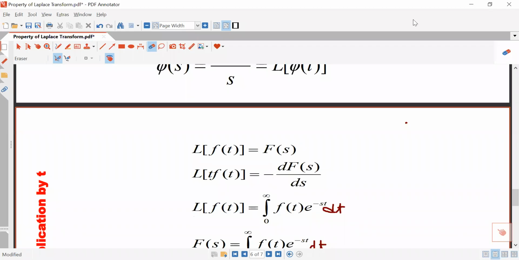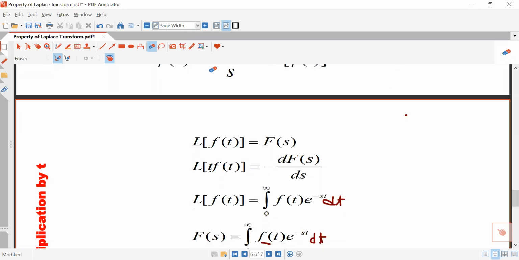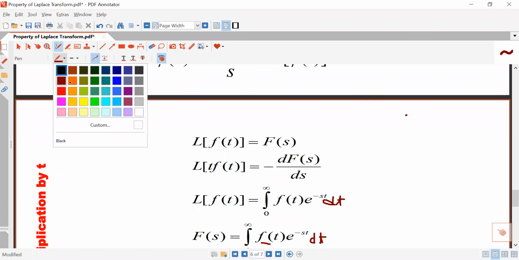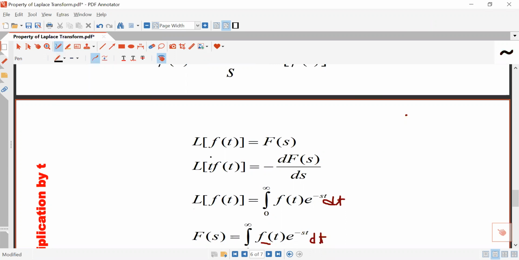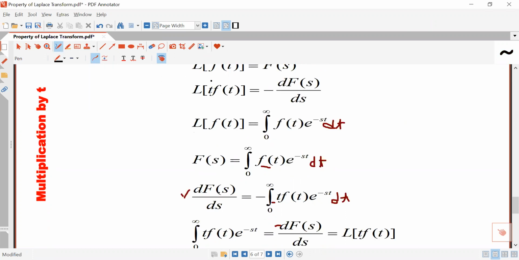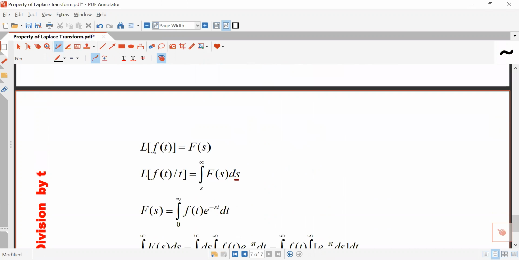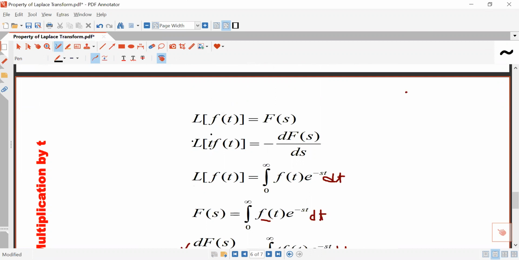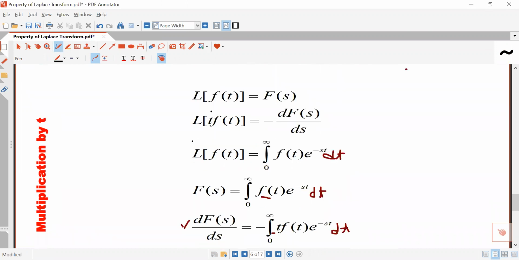In the previous lecture, I discussed the sum property of Laplace transform. In this lecture, I will discuss two more properties of Laplace transform. One is what will happen when you multiply any function f(t) with t, and the other is what will happen when you divide any function by t, and how the Laplace transform of f(t) will change after multiplication or division with t.